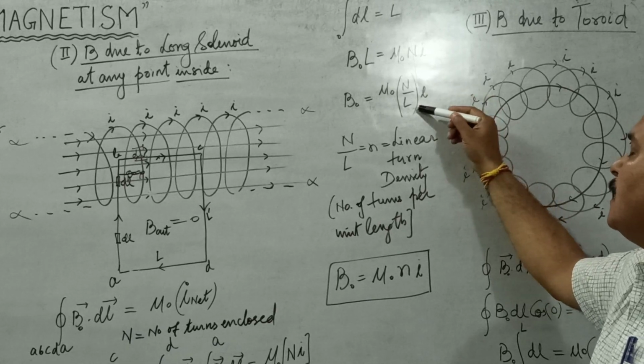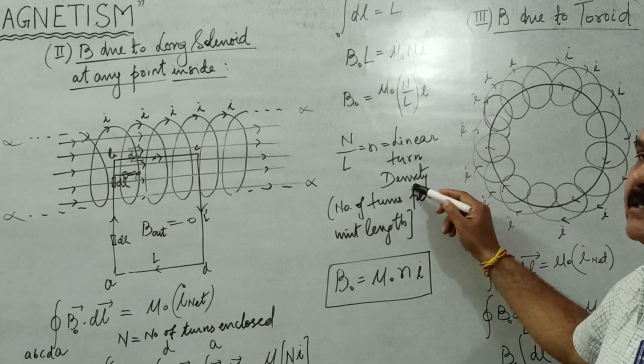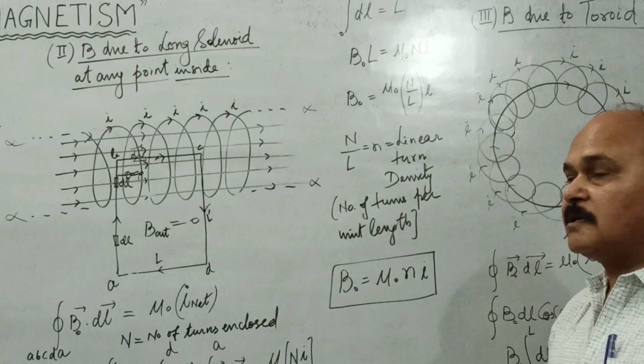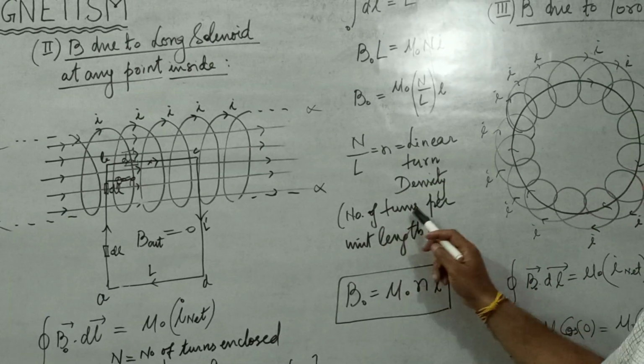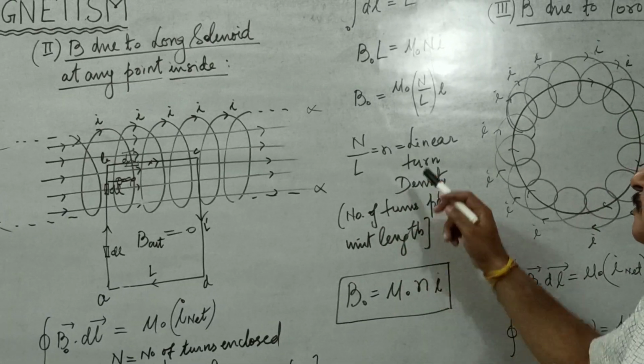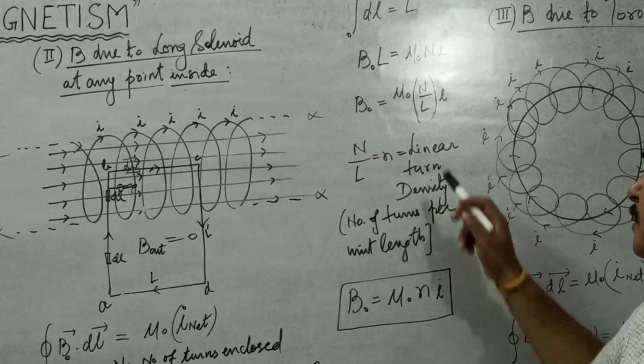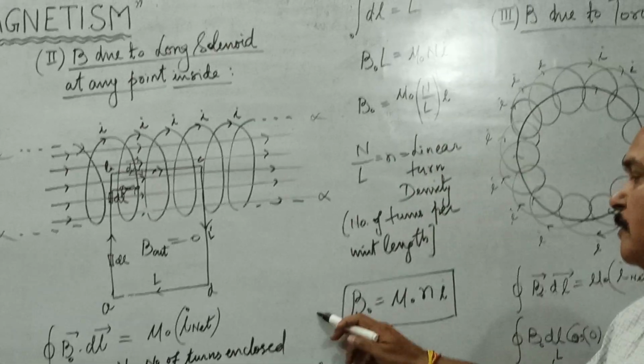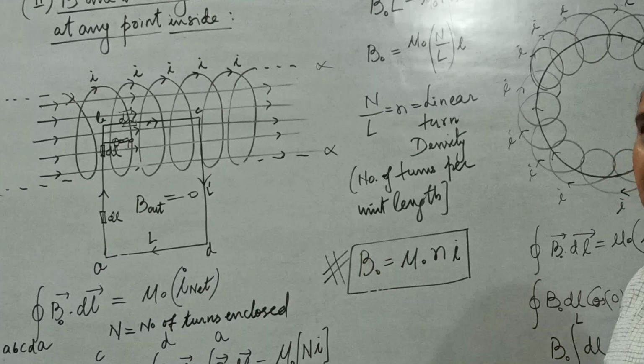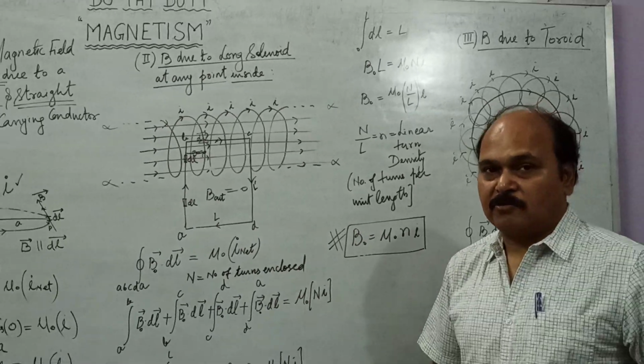This n upon L is called linear turn density. It is a constant for a solenoid. Linear turn density is the number of turns per unit length. So the expression reduces to B equals mu naught n i. This is the final formula of the magnetic field due to a long solenoid at any point inside the solenoid.